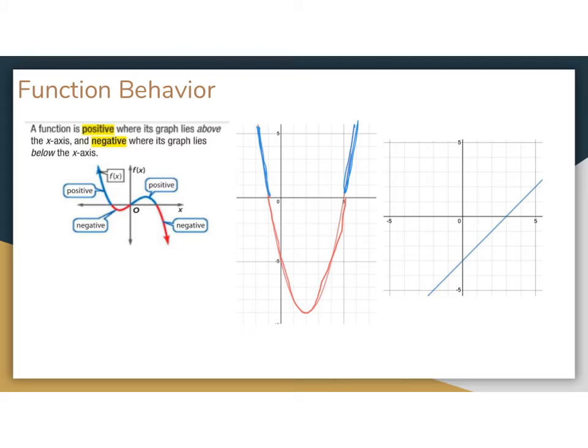And on the second graph, we see it's negative until here, and then it is positive. So think along the x-axis. Anything below is negative and above is positive.